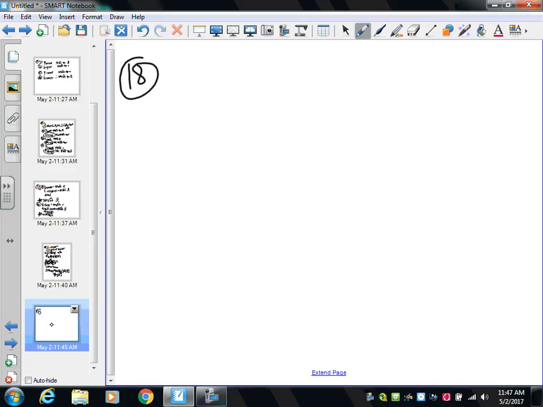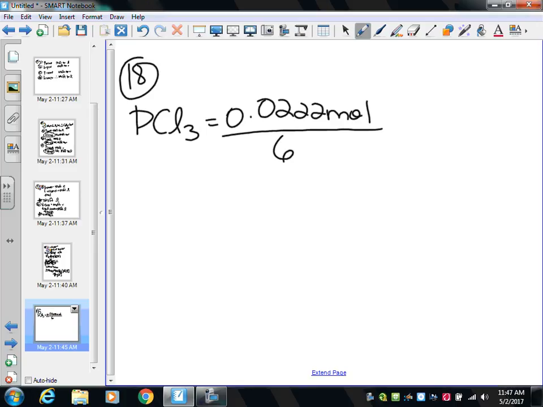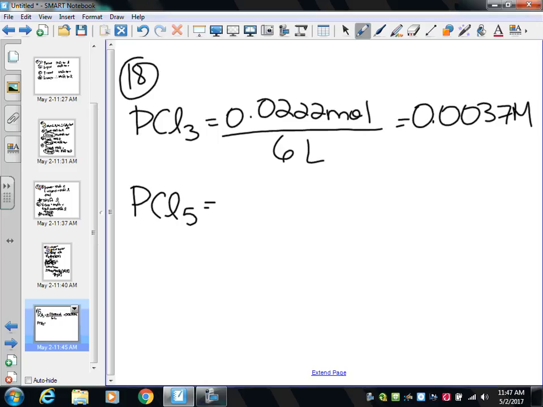Moles divided by the liters. How many liters do we have? 6. So I'm going to look at each one separately. So my PCl3, the value that they gave us was 0.0222 moles. I'm going to divide that by my 6 liters, because that's how much we were told about. And I would solve that and find that it's 0.0037. Then I'm going to do the exact same thing for my PCl5. Take the values that they gave us.